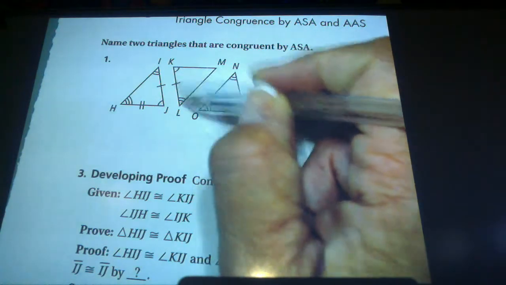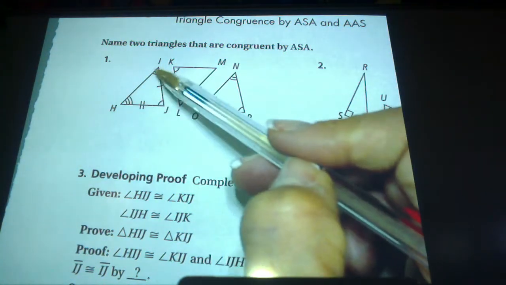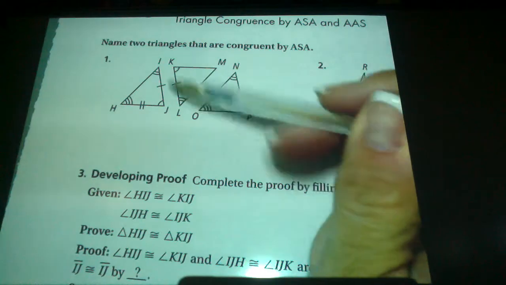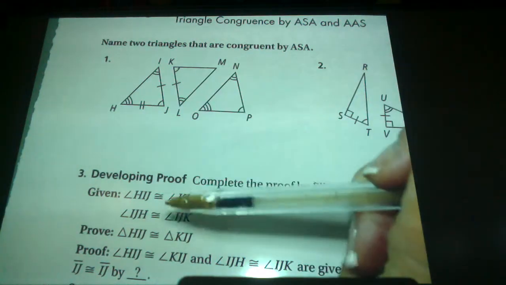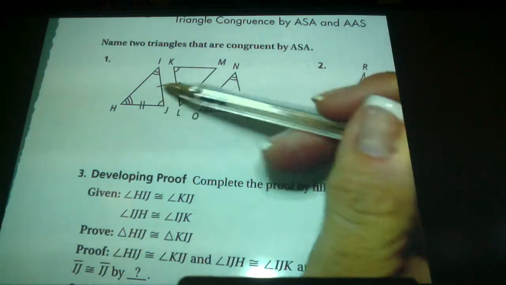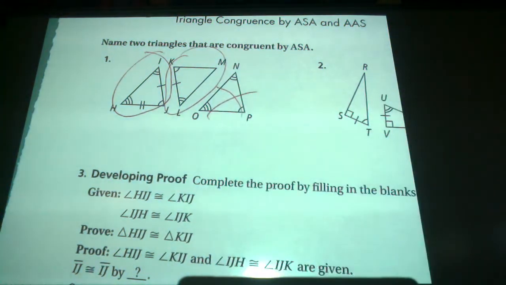In ASA, that side is in between the two angles, and this has several sides, but the two angles that are bordering the included side are the single and the double tick mark, and here's a single arc mark, and here's a single and double arc mark. So these are the two, not that one. What about number two?